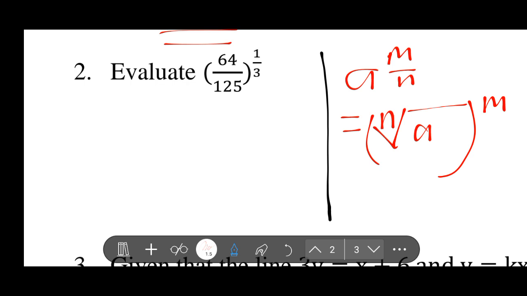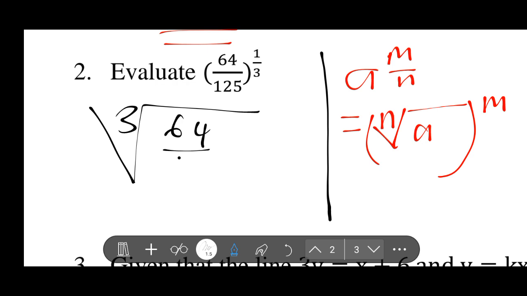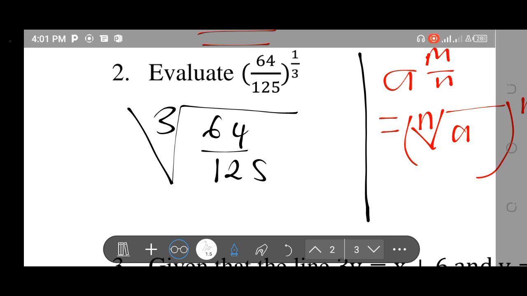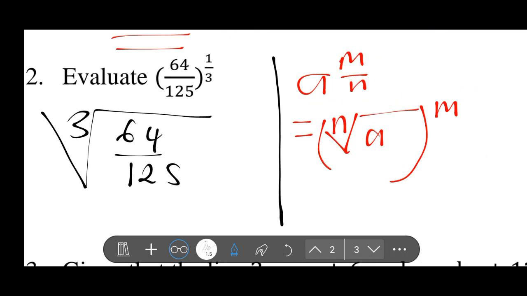So now let's write this equation in the form that we're talking about. Since we have 1 over 3, this will become the cube root of 64 over 125. On the right-hand side we have a to the power m over n, which can be written as the nth root of a to the power m. In this case we have only power one, so it is a single one.